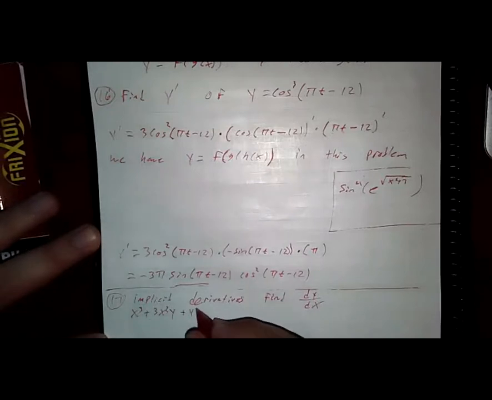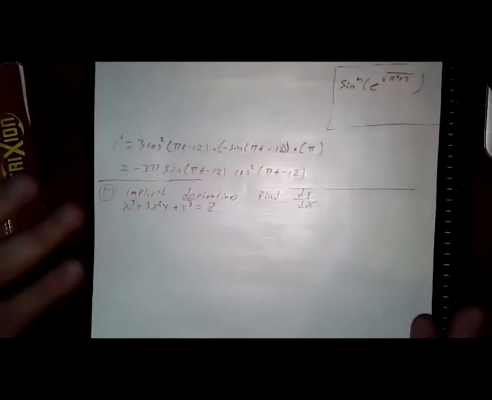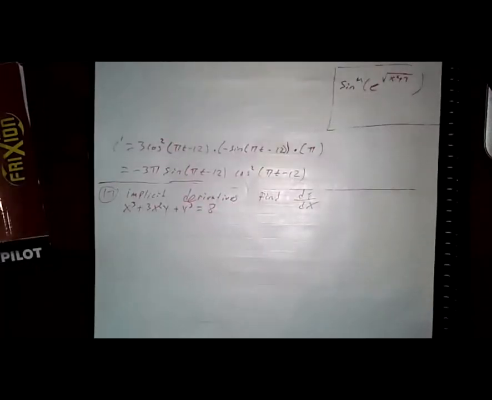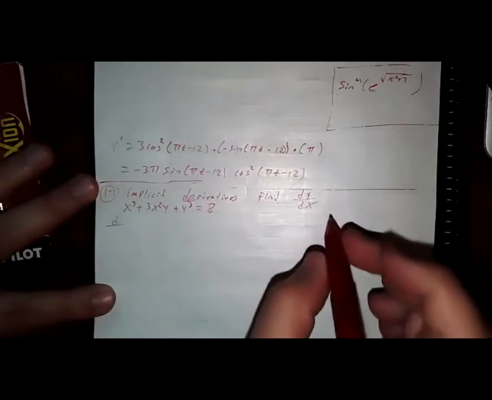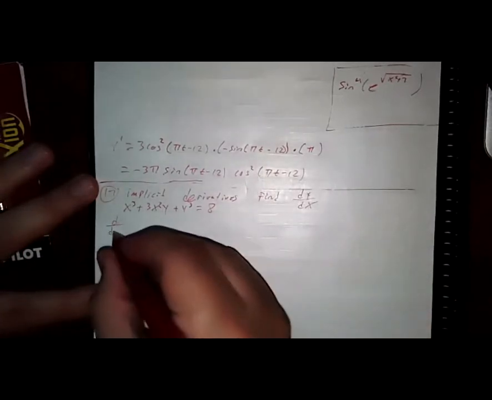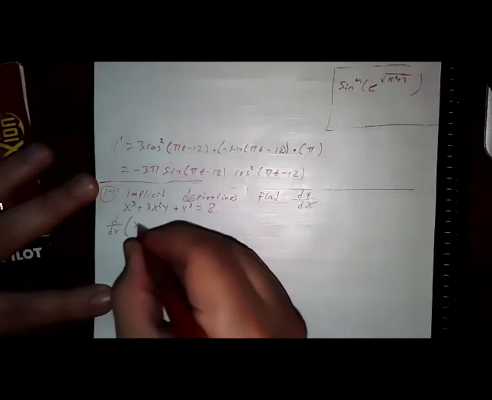Find dy/dx. So you've got to solve for this. They're going to give us x cubed plus 3x squared y plus y cubed equal to 8. So we're going to do d/dx. Yeah, they said x, right? Yep. d/dx of both sides.